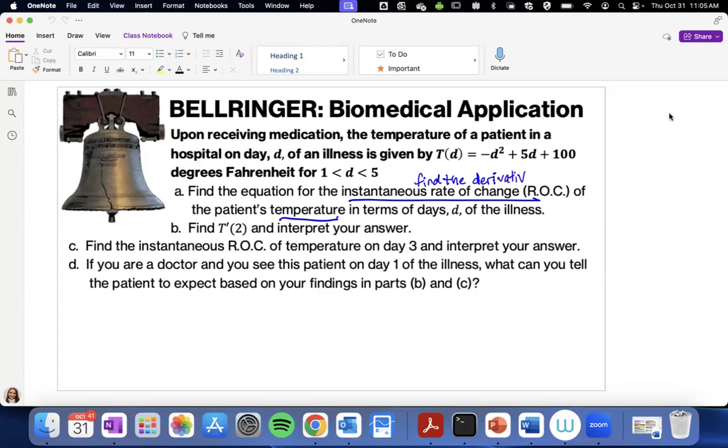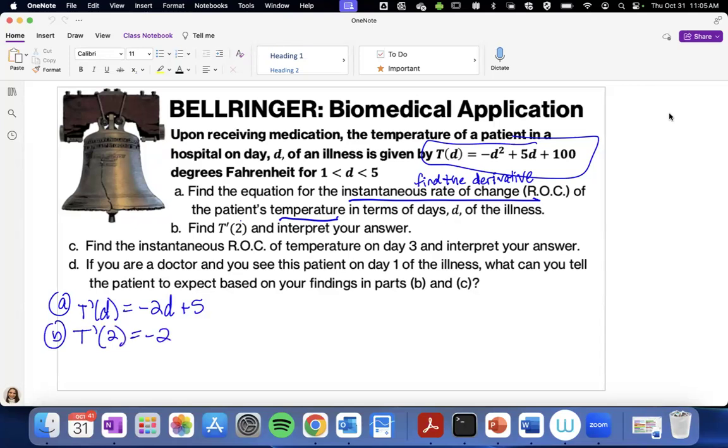Okay, take the derivative. So part A is going to be the derivative of this. T prime of D is negative 2D plus 5. That was easy, right? B, find T prime of 2 and interpret your answer. So I plug in 2 for D in the derivative, negative 2 times 2 plus 5.